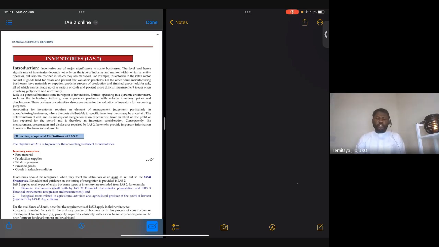Okay, so briefly, I'll be talking a bit about inventory. Then afterwards, we can look at the objective, scope, and definition of IAS 2. First, it is worth noting that inventory is not a difficult standard. It's quite simple, not too comprehensive and not too complex. So let's start with that.